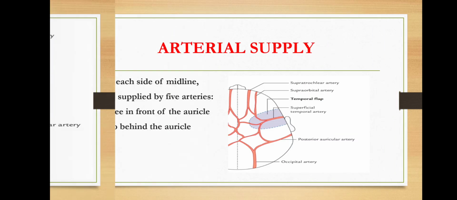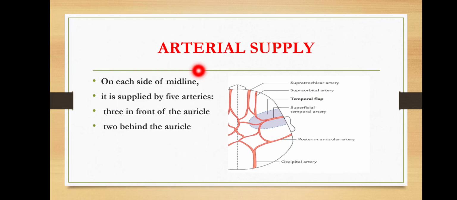Okay. Next. So I repeat, the arterial supply of the scalp, on each side of midline it is supplied by 5 arteries. These are the 5 arteries. 3 in front of the auricle, and 2 behind the auricle.